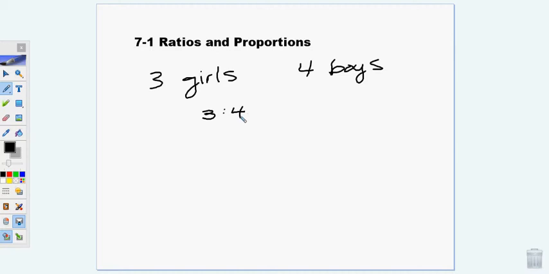Another way that you can write a ratio is to write it as a rational number or as a fraction. So I can also write it this way, the same ratio of 3 girls to 4 boys, where I've written it now as a rational number, and that is where the word comes from, right? The word rational comes from the word ratio, and so that is an expression of a comparison between two things.